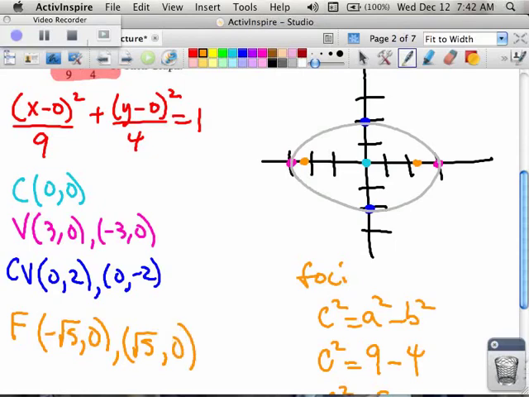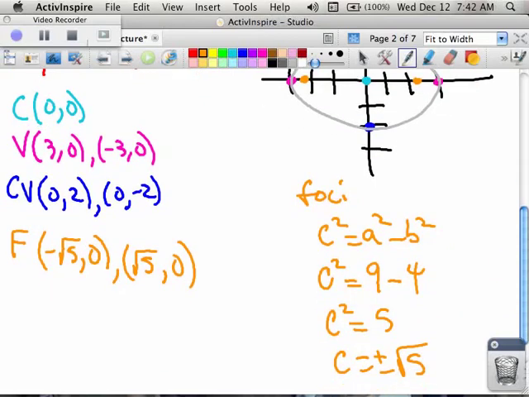So the foci are found using c squared equals a squared minus b squared. Once you get that value, which in this case is the square root of 5, you go either up and down, or left and right, depending on which direction is your major axis. The foci are always located in the longer direction.